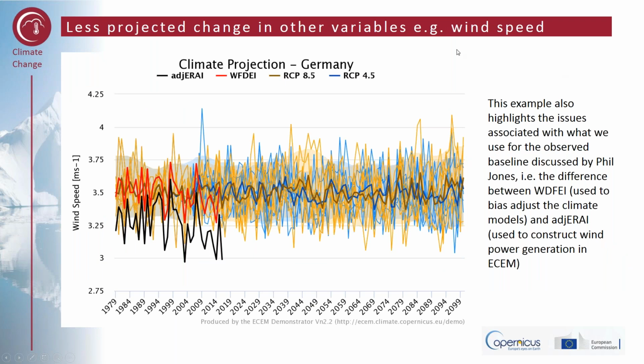But there are some variables where we don't see so much of a change, and here we're looking at wind speed. This is annual wind speed for Germany, and you can see that there's really no trend evident here at all. But the most striking thing about this graph is the difference between the WFDEI data in red, to which the model ensemble was adjusted, so you can see it agrees quite well, and the adjusted ERA-Interim data, which shows substantially lower wind speeds than WFDEI. So this takes us back to some of the issues and the discrepancies that Phil Jones talked about at the beginning.